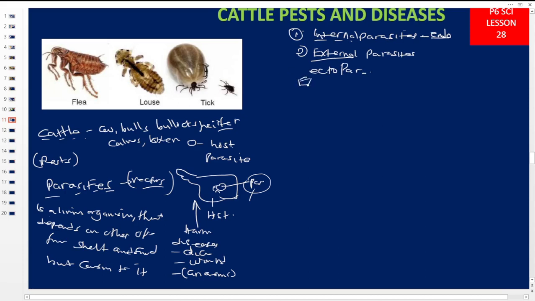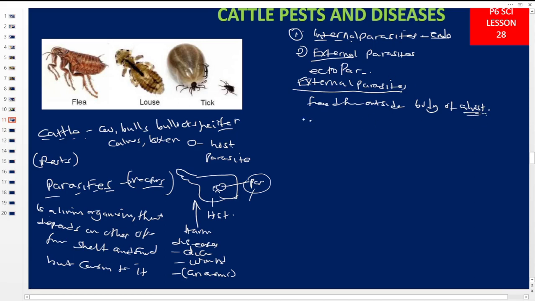Now, what are these external parasites? Let us first understand what they are. External parasites are those living organisms that feed from outside the body of a host. I think when I say a host you now understand. External parasites are those parasites or organisms that feed from outside the body of a host.